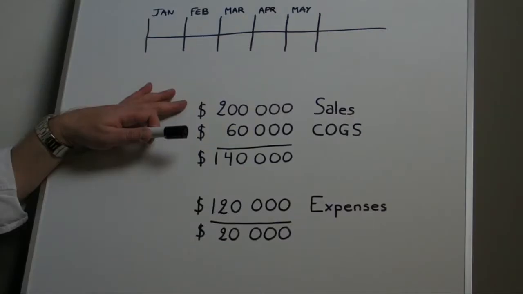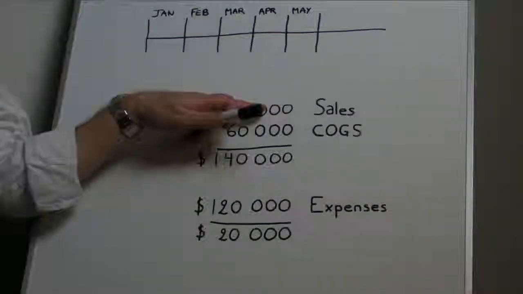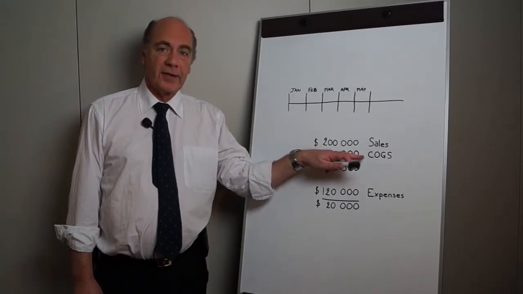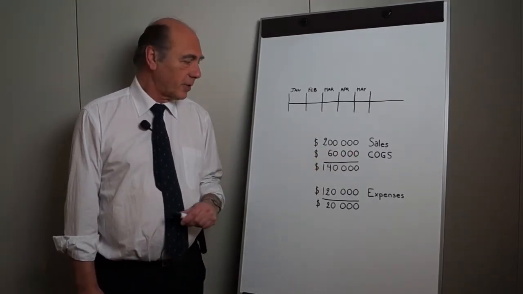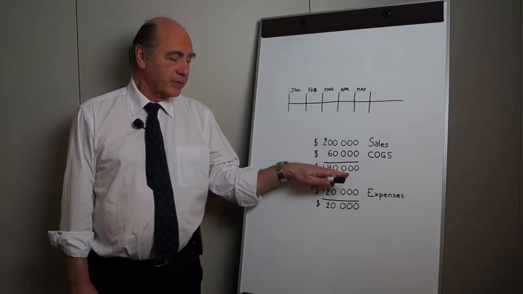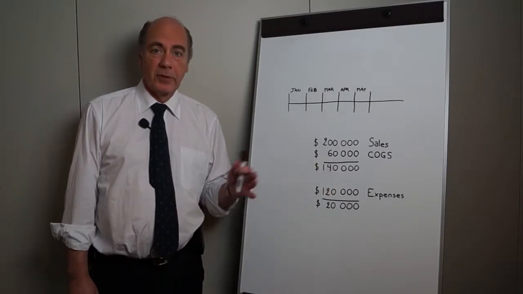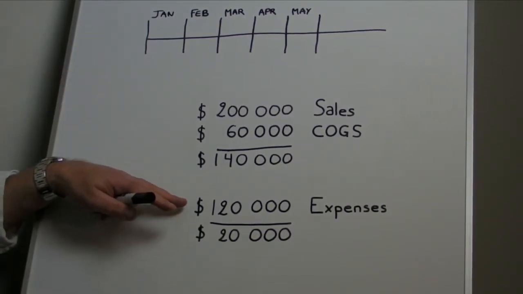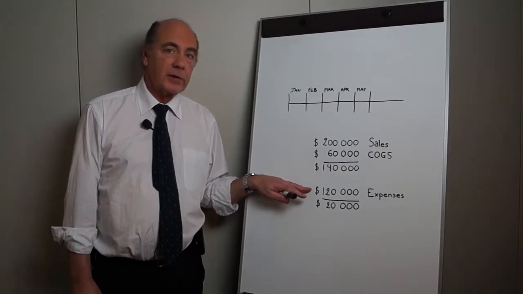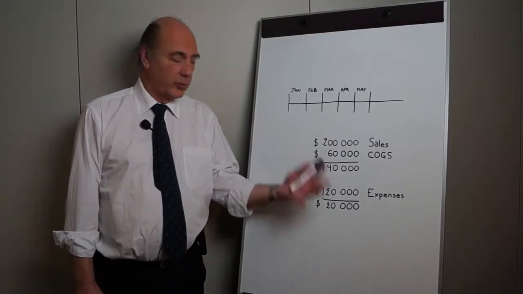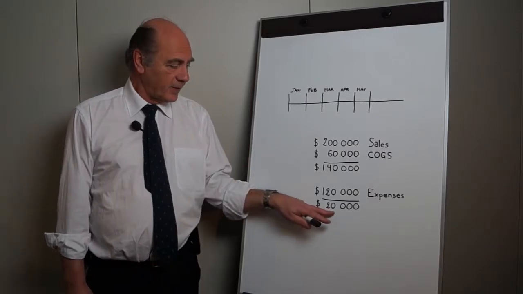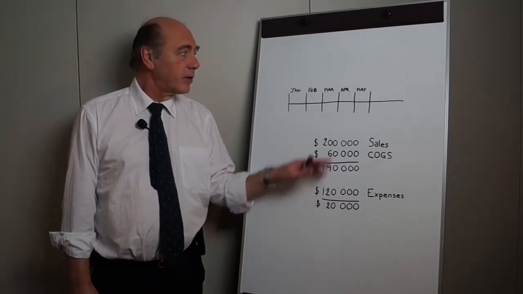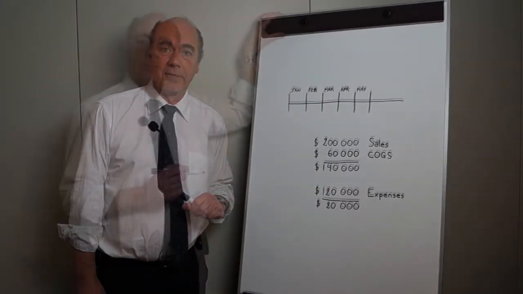If we have a look at the income statement, we'll see that we have $200,000 in sales, $60,000 in COGS, that is the cost of goods sold. That makes $140,000 in gross profit, which is a 70% margin. This is quite good. Then we have $120,000 in expenses for the rent, the wages. That is $20,000 in profit, which is very good for business just after a few months.